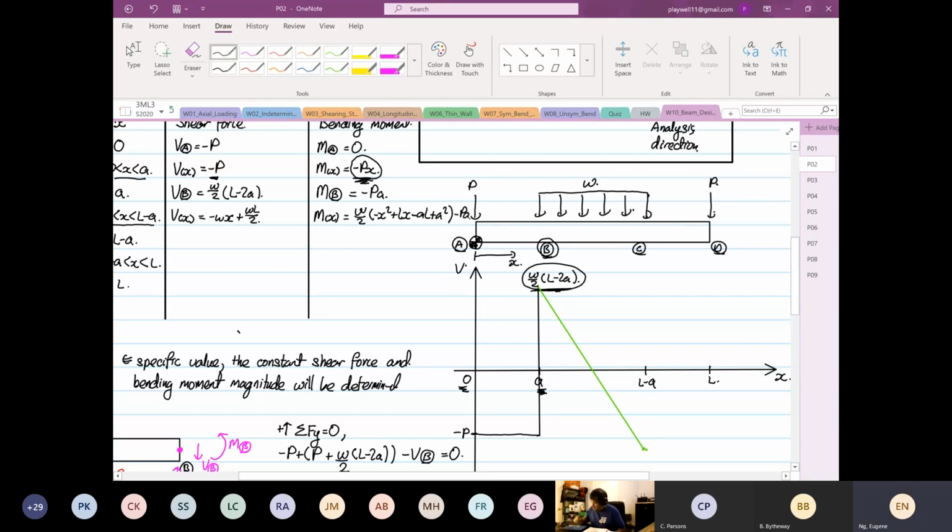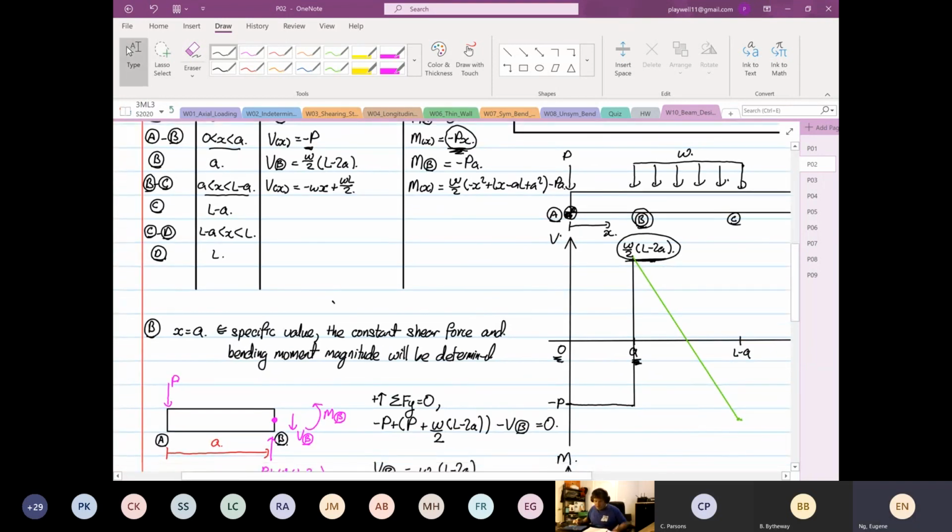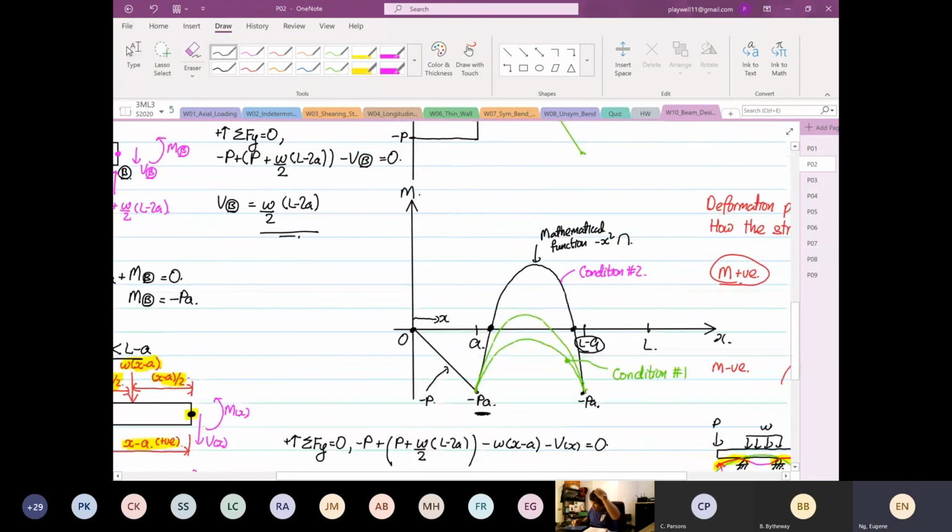So now we're going to look at point C. Okay, now we're going to look at point C.